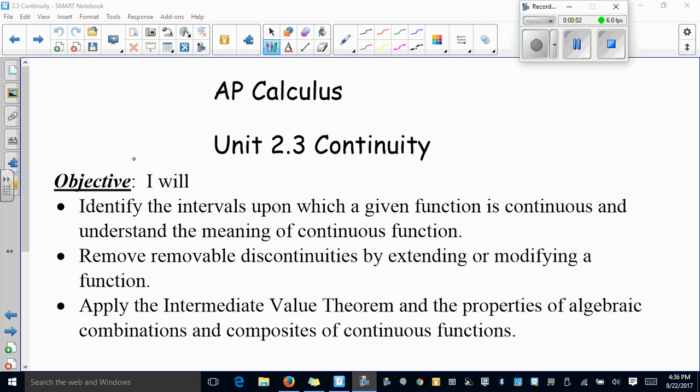2.3, continuity. Your objective is to identify the intervals upon which a given function is continuous and understand the meaning of continuous functions. Remove removable discontinuities by extending or modifying a function and apply the intermediate value theorem and the properties of algebraic combinations and composites of continuous functions.